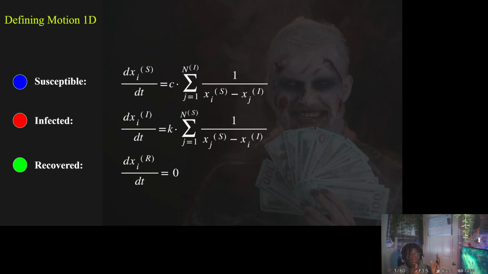So, the closer I am to an infected individual, the faster I'm going to move. If I'm susceptible, the closer I am to an infected individual, the faster I'm going to run away. If I'm an infected individual, the closer I am to a susceptible individual, the faster I'm going to run towards them. I really want to chase them. And for this scenario, we'll assume that the recovered are not afraid of getting infected again, and they have no reason to chase the susceptible individuals.